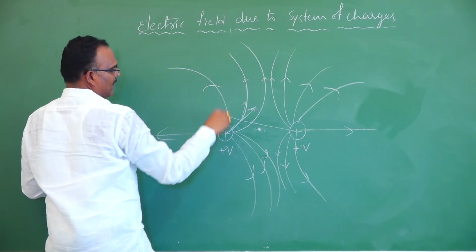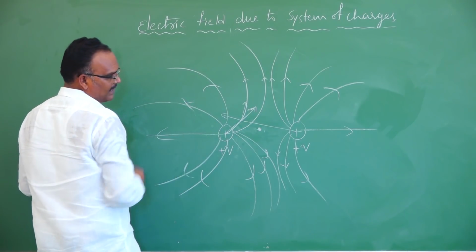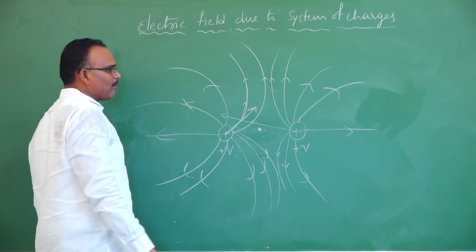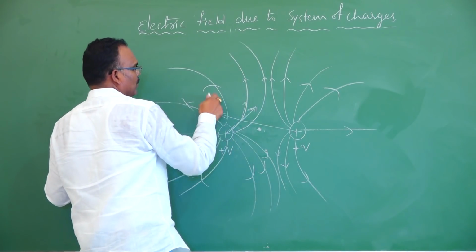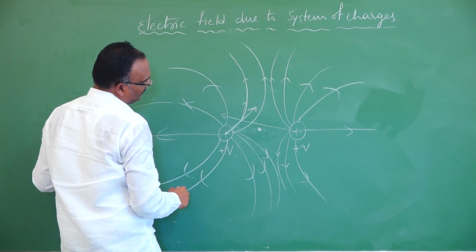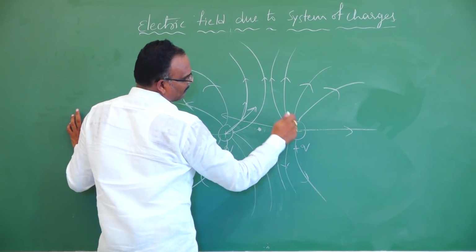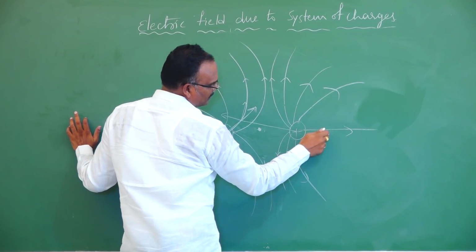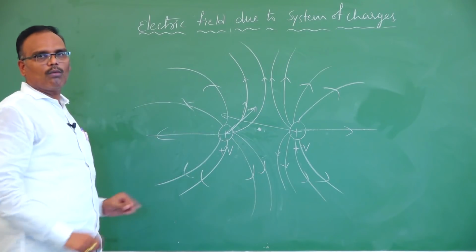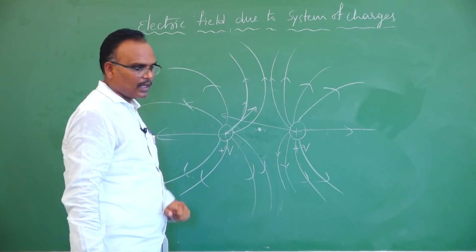So the number of field lines I will represent like this. But if we say these magnitudes are equal, then I have to represent an equal number of electric field lines. I have represented ten here, but better I will go with nine. If you represent one more line, it will be enough. So this is how the field will be distributed in this region.